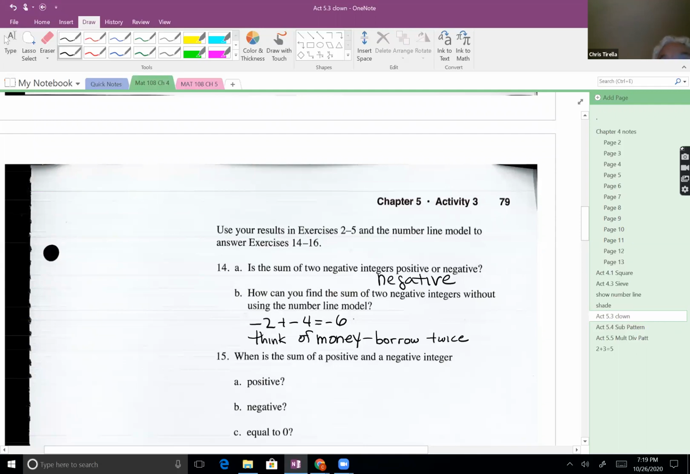I'm kind of looking more like this. If they're both negative, can I just add the absolute values? 2 plus 4 is 6 and make it negative? Oh, yeah.